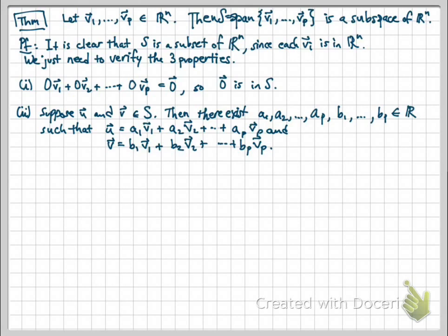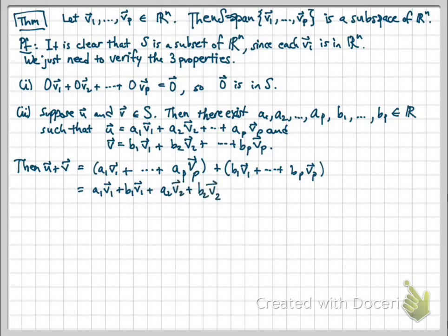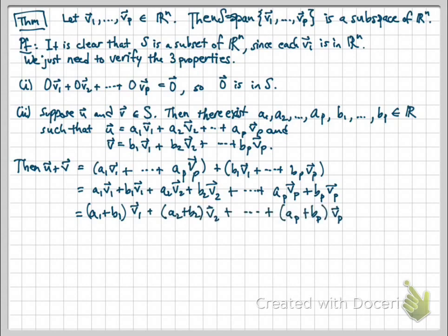And now to show that the sum is an element of S, what I want to do is show that the sum can be expressed as a linear combination of v1 up to vp. And so let me just take the sum and compute what it is. I can use the fact that vector addition is associative and commutative and regroup these terms using properties of vector addition and scalar multiplication. And I see that it's a linear combination of v1 up to vp. And therefore, u plus v is in S.